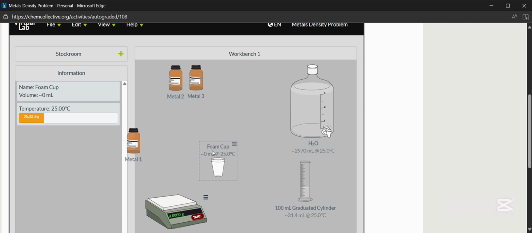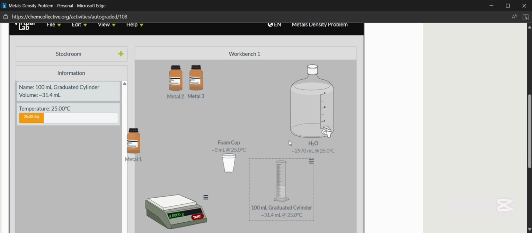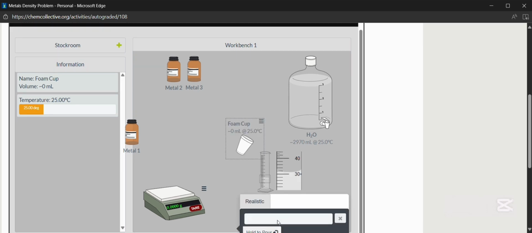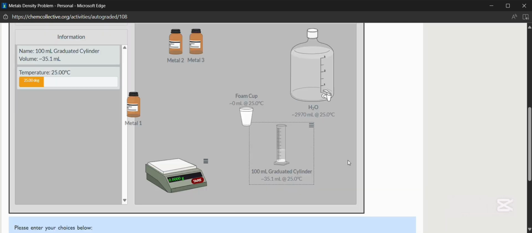We're going to tare. And then we're going to pour this into our graduated cylinder that has our initial volume of 31.4 milliliters. So we're going to pour our foam cup with our mixture into the cylinder. Pour it all. So our volume is now 35.1 milliliters. So now we could write this down.